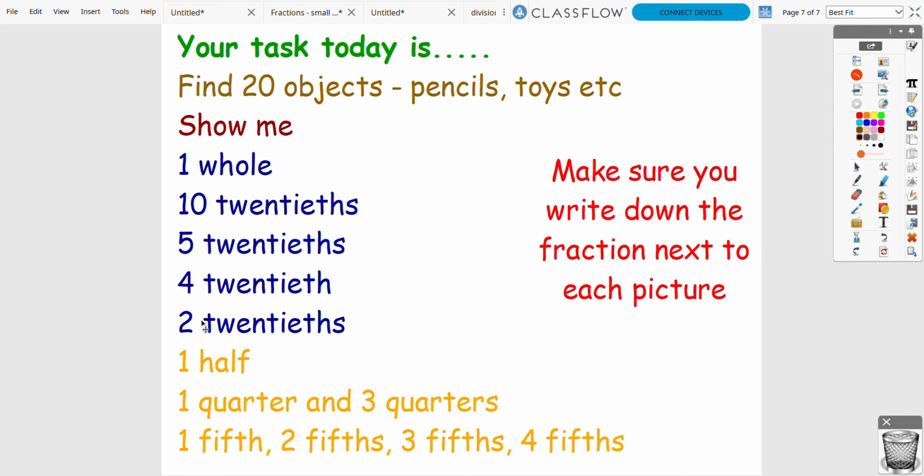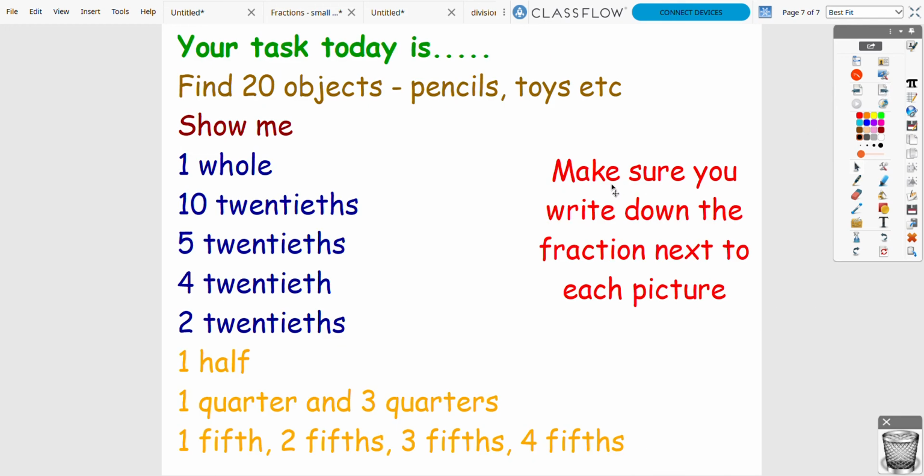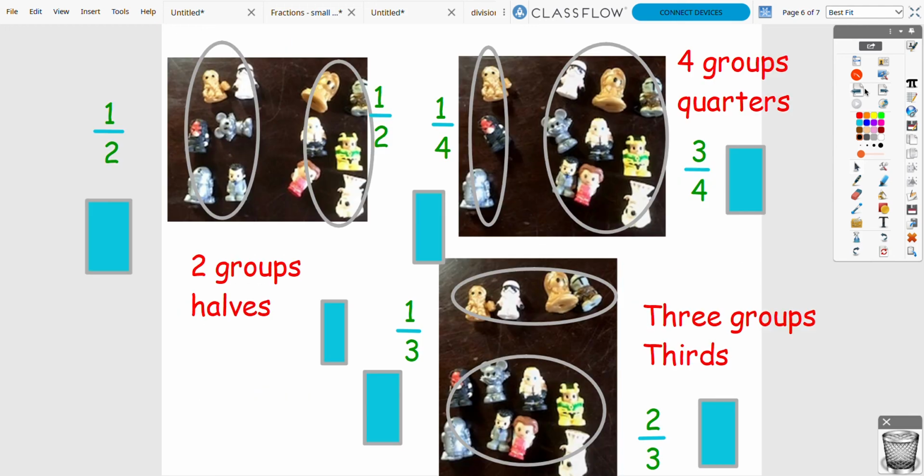Then, I would like you to break them up again. I would like you to show me 1/2, 1/4, and 3/4. 1/5, 2/5, 3/5, 4/5. Go back and have a look at the pictures that I've got. And these might be able to help you show you what a half looks like, a quarter, and a third. I've got a special note here. Make sure you write down the fraction next to each picture, just like I have, and you can see I've written down the fractions as well. I'm looking forward to seeing how well you do in this task.